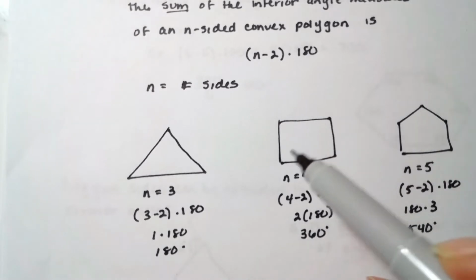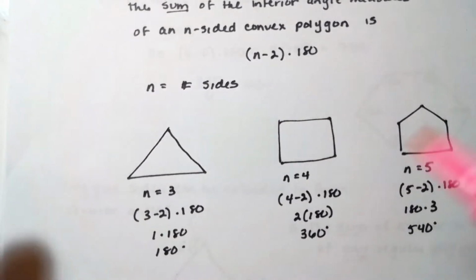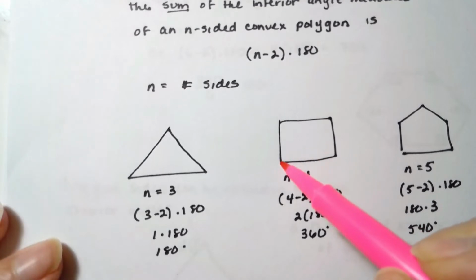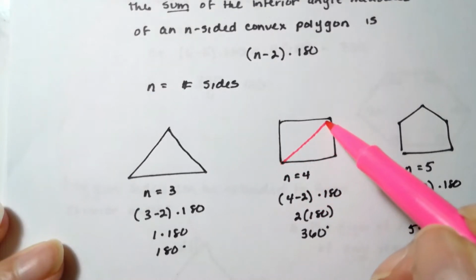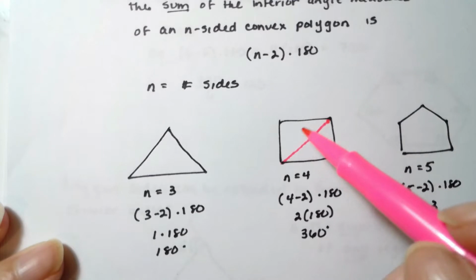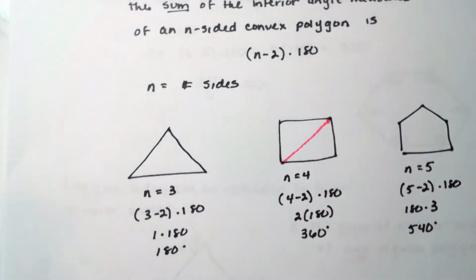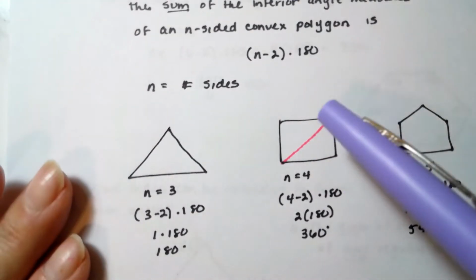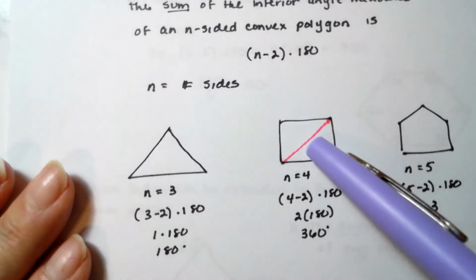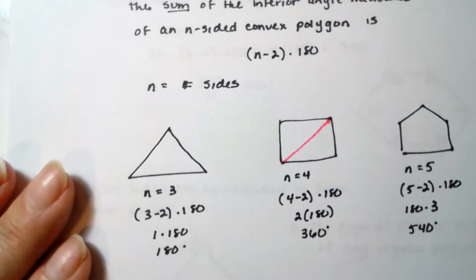And you can think of it this way too, that any kind of a quadrilateral, a 4-sided figure, which we're going to talk about more in depth in a minute, is really just 2 triangles attached to each other. So if this is 180 and that's 180, when you add up 180 plus 180, you get 360.